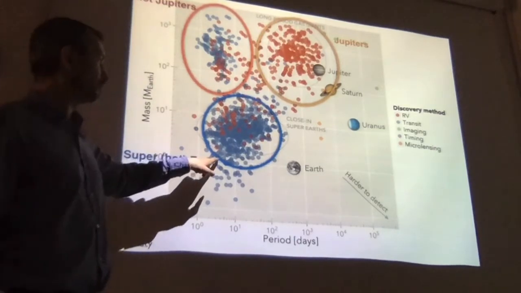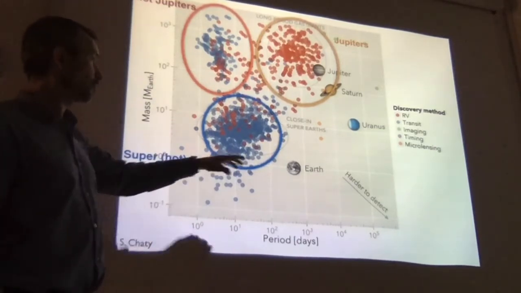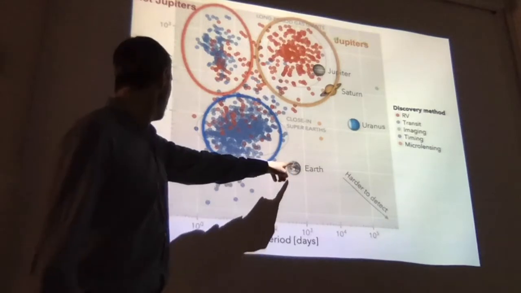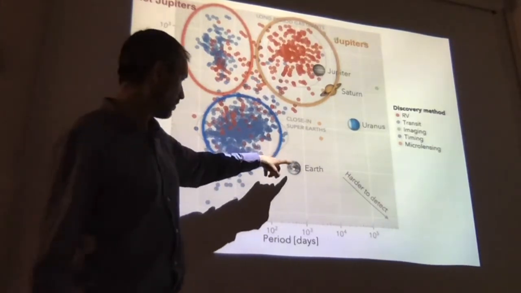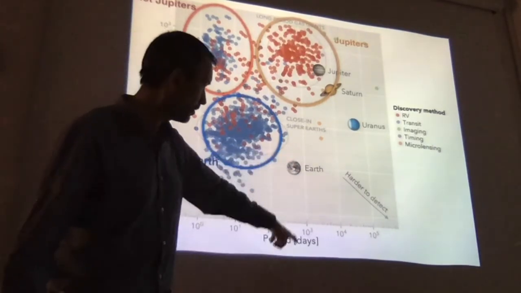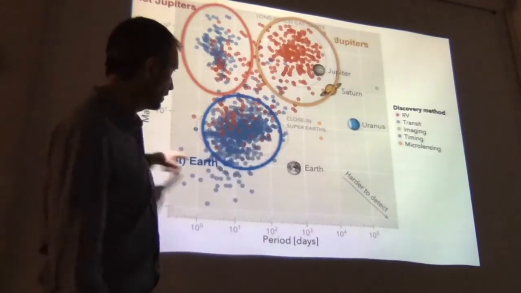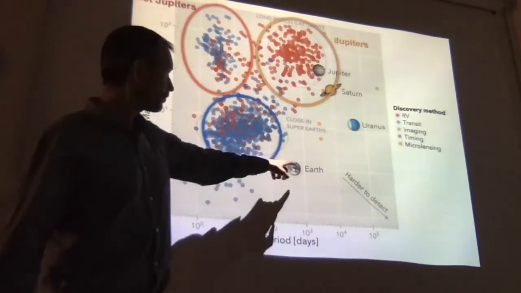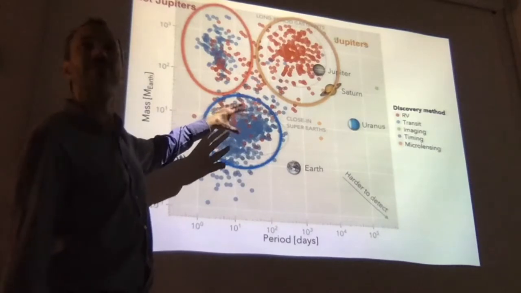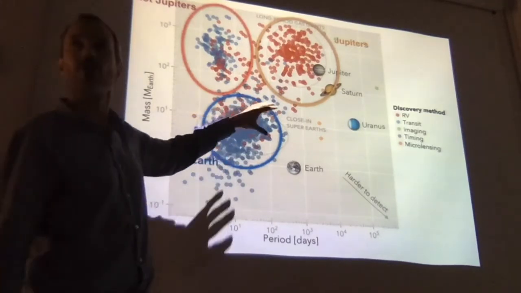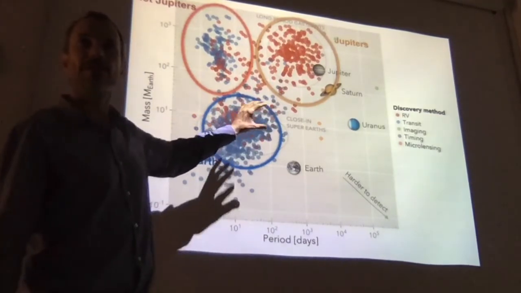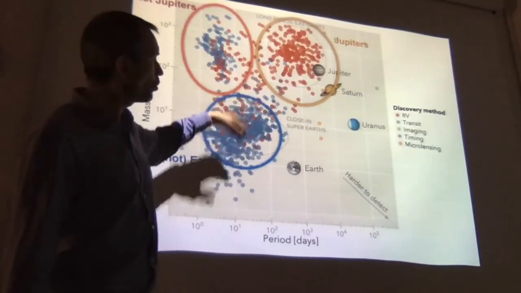The Earth is here. You see? Oh, sorry, the Earth is here. So it's one solar mass with a period of 365 days. So these are more massive than the Earth, so these are called super Earths. Super just means more massive, and with short orbital periods.